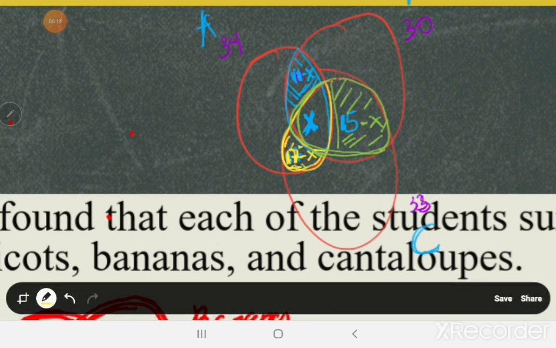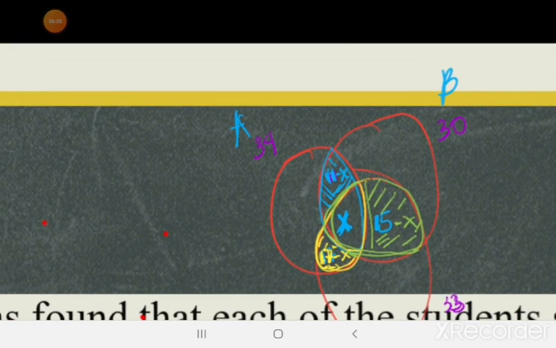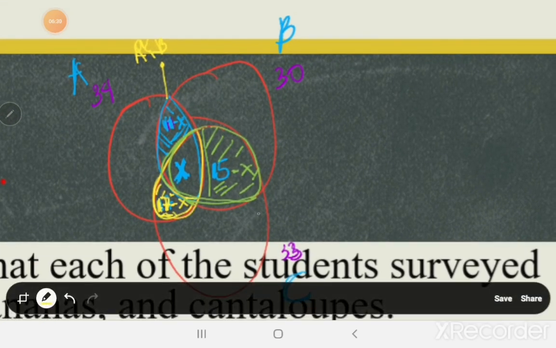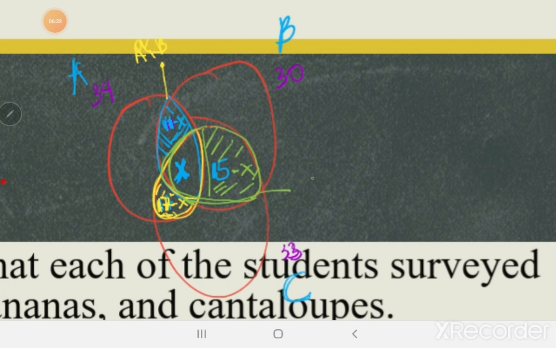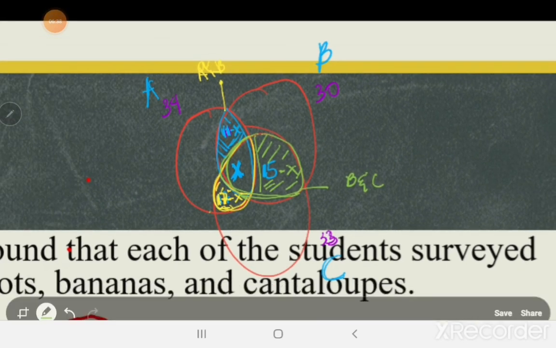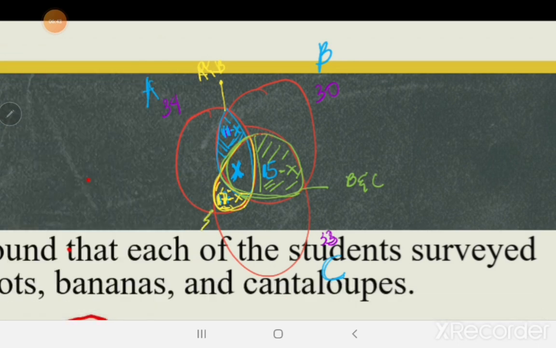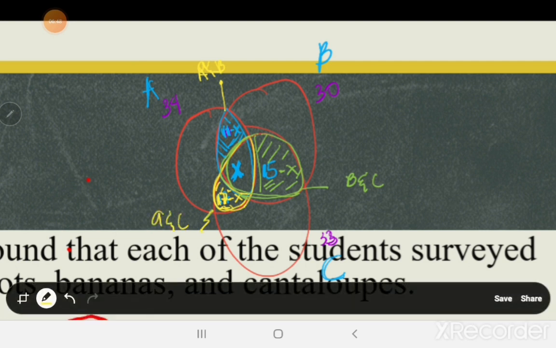This is the value of your 11 minus X, the people who like apricots and bananas, A and B. We have our cantaloupes and bananas, B and C, and also those who like apricots and cantaloupes, in yellow, A and C. That is our 17 minus X, 11 minus X, and 15 minus X.